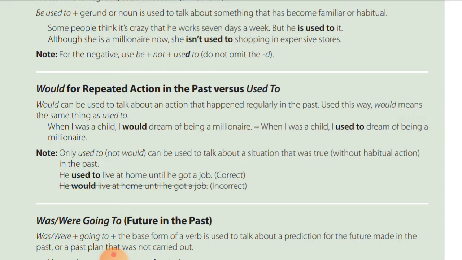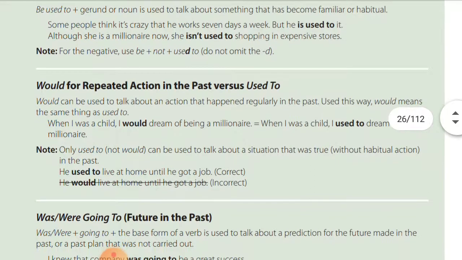Be used to plus the gerund or noun is used to talk about something that has become familiar or habitual. If you began a habit in the past and you still have this habit now, okay, the habit didn't end, it lasts until now. We use verb to be, am, is, are plus used to plus verb plus ing or a noun.